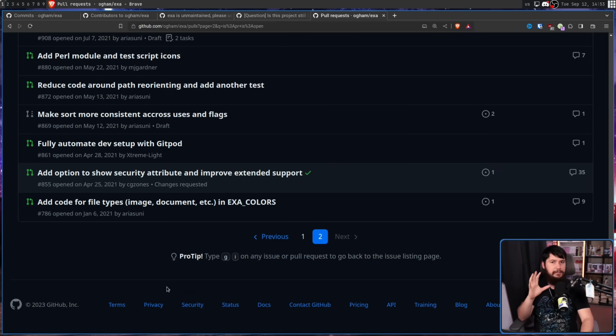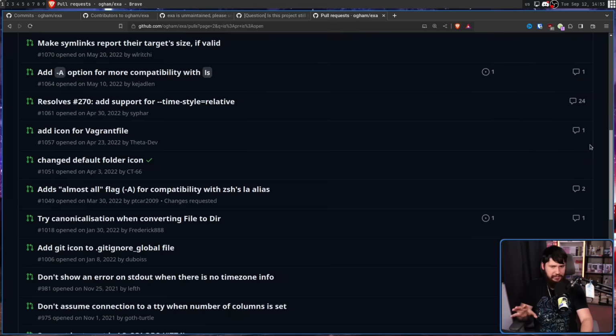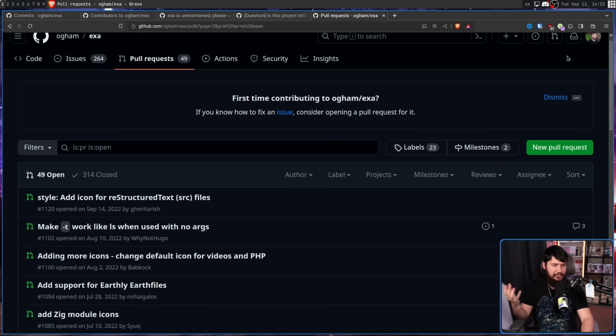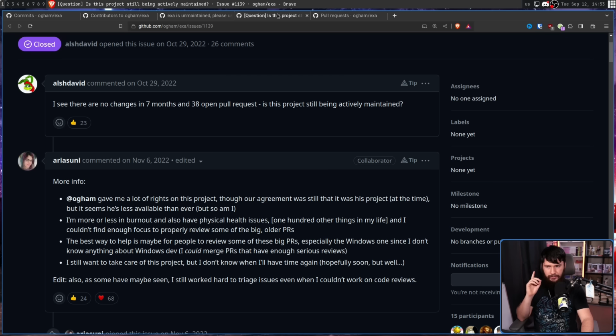Some of these really do need to be dealt with. I am not blaming the fill-in maintainer here, they have reasons why the project is like this, but as it stands, the project is not in the healthiest of states, and it didn't really show any signs of getting better. So in reply to this, the current maintainer said, "More info. Olcam gave me a lot of rights on this project, though our agreement was still it was his project at the time, but it seems he's less available than ever, but so am I."